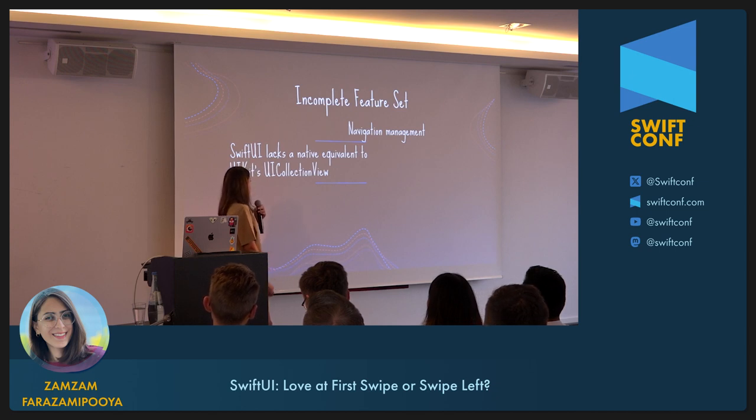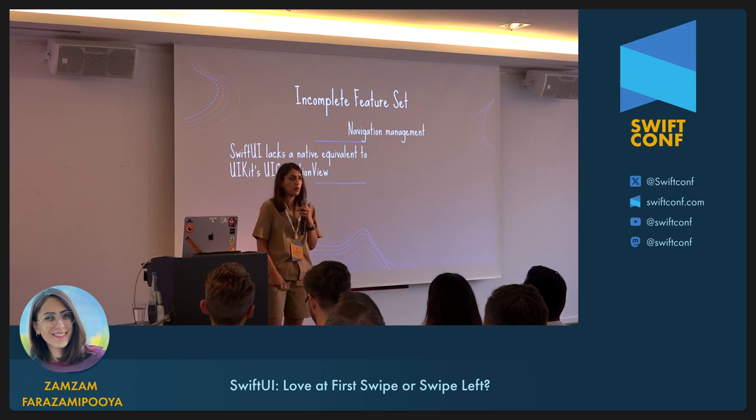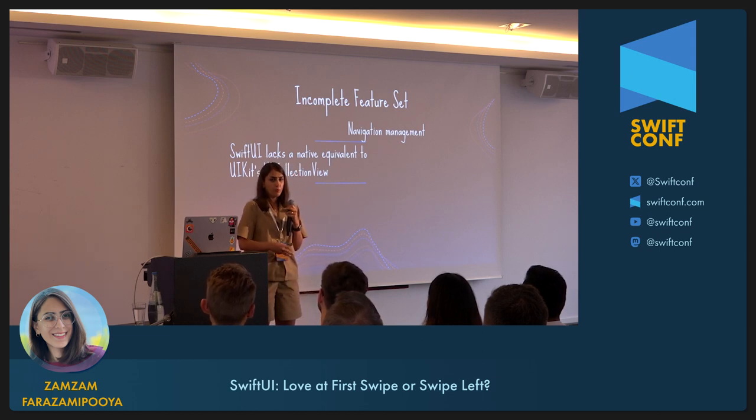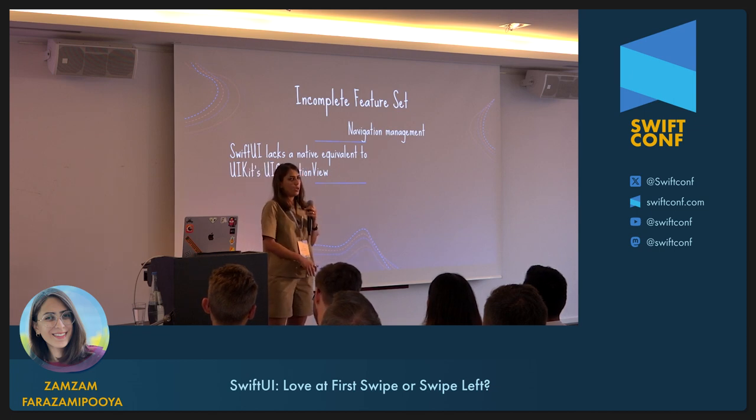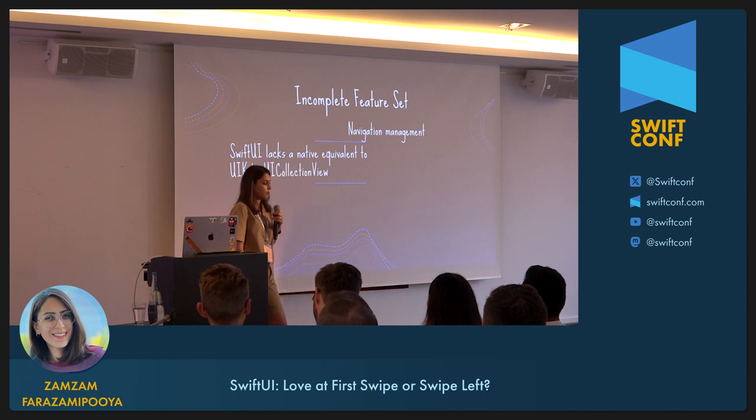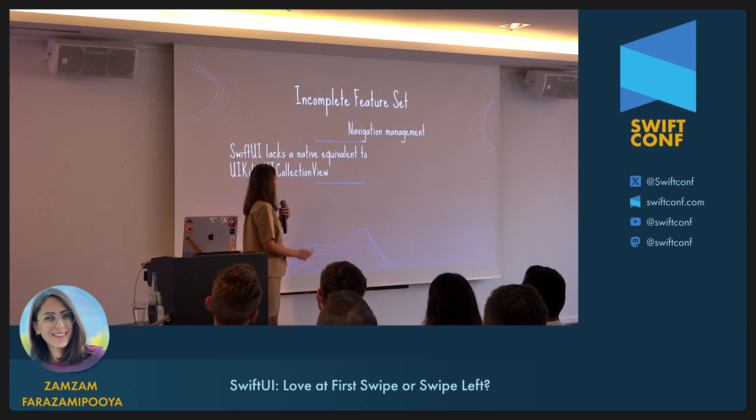The other thing is, I think everyone who has worked with collection views in UIKit, we used to love them. They were perfect. You could do a lot of things with them. But you don't have the same thing in SwiftUI. You have lists, HStack, LazyHStack and LazyVStack, and ScrollView and all of that. But I think it doesn't come to the same level as the collection view in UIKit.